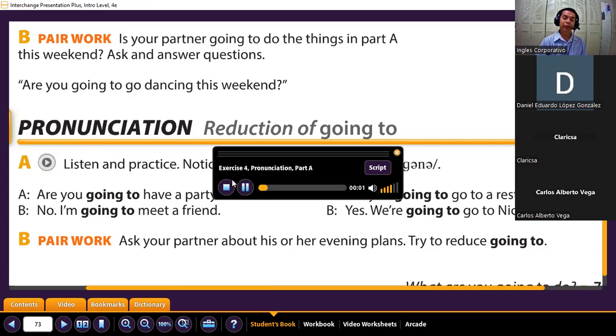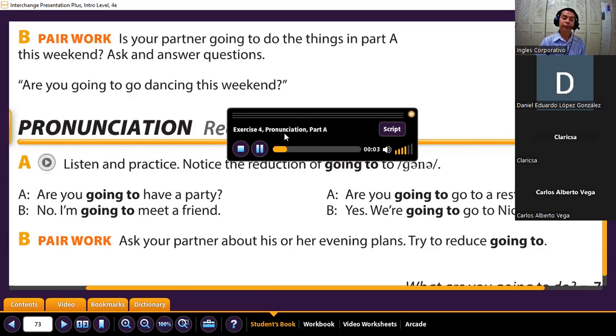Listen. Page 73, Exercise 4, Pronunciation. Reduction of going to. Part A. Listen and practice. Notice the reduction of going to gonna. Are you gonna have a party? No, I'm gonna meet a friend.